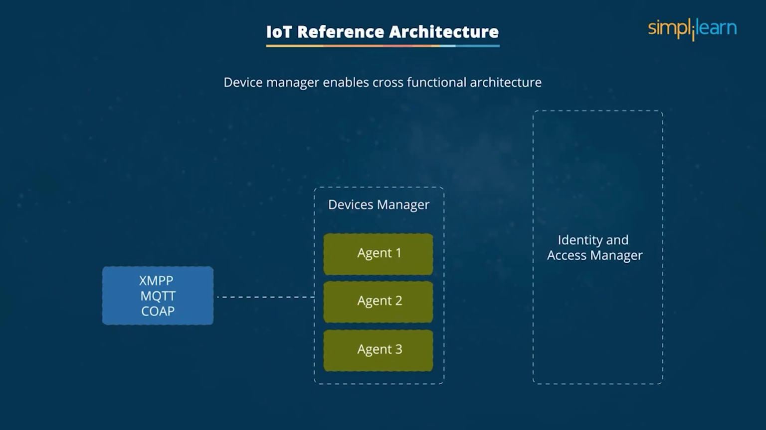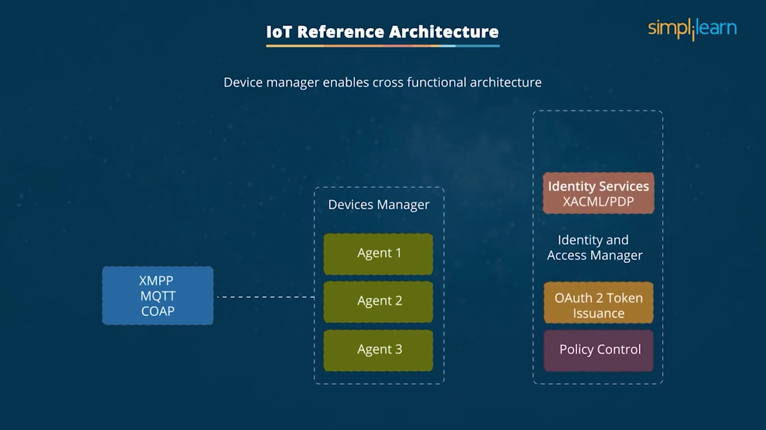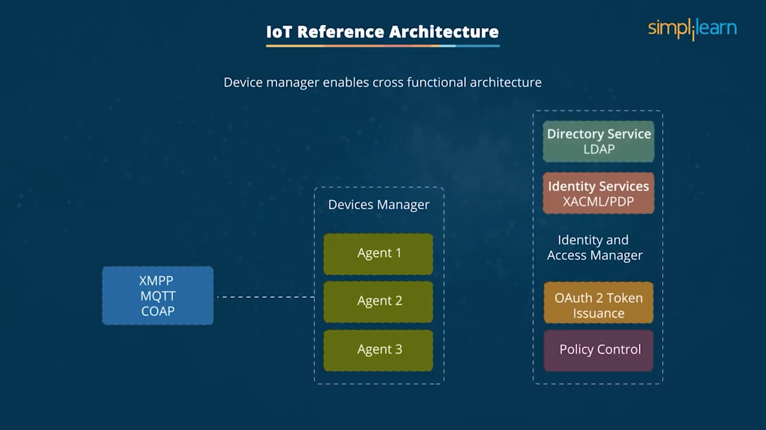The identity layer has the capabilities of cybersecurity, including policy control and OAuth 2-token issuance. Other capabilities include identity services, XACML, PDP, and directory of users, e.g., LDAP.